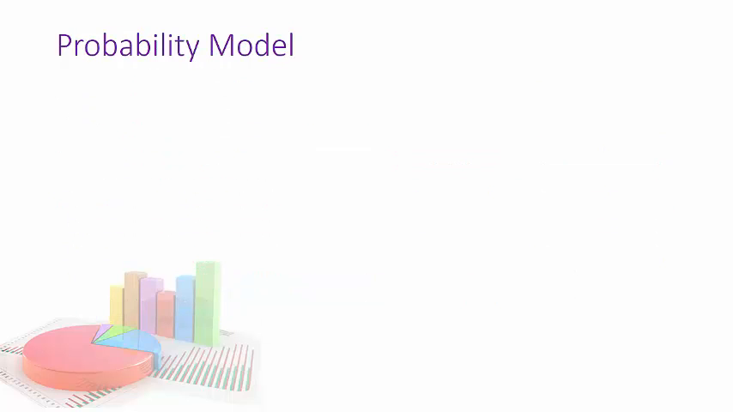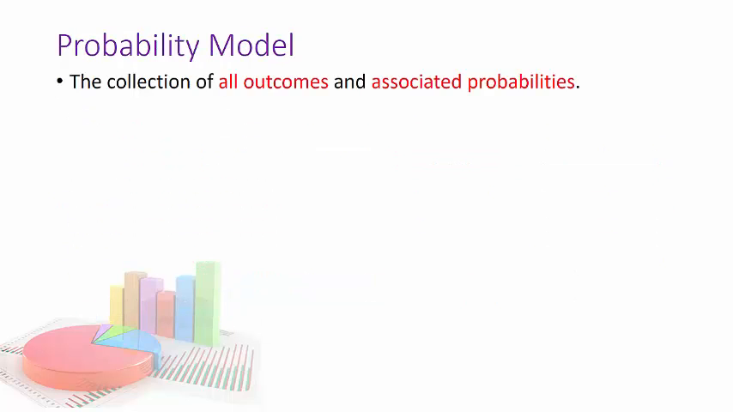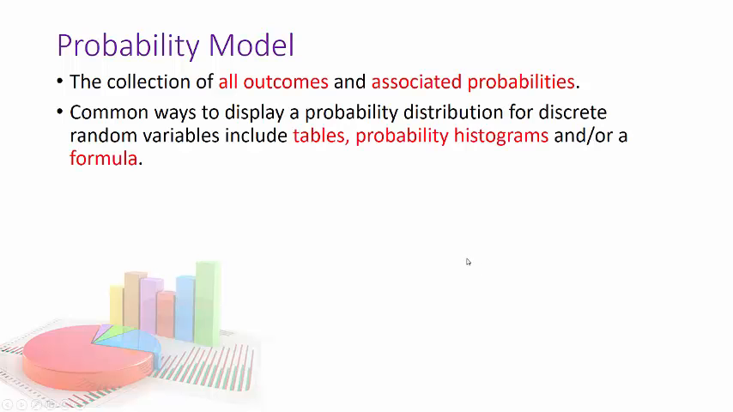First of all, before we start, we always need a probability model, which is a collection of all outcomes and associated probabilities. Some common ways to display this include tables, probability histograms, and/or a formula. I like to frequently make a sample tree when I don't have the complete structure to start with, and then create my table from there.